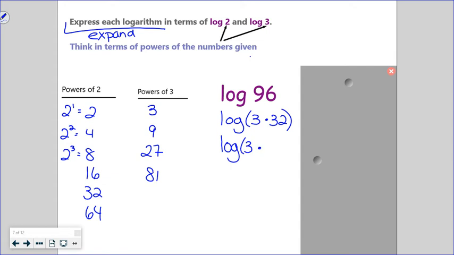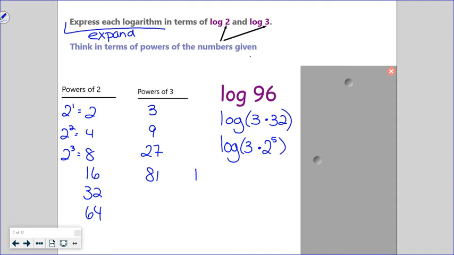And I can even write 32 as 2 to the, we already talked about that one today, right? 2 to the 5th. And then you expand. Okay, all I have left to do is expand. So all I did was rewrite the number they gave me as powers of the numbers that they asked me to use, which you always will be able to do.